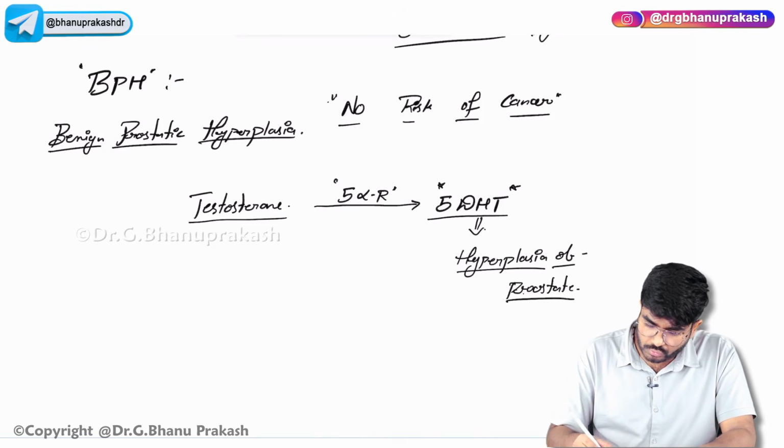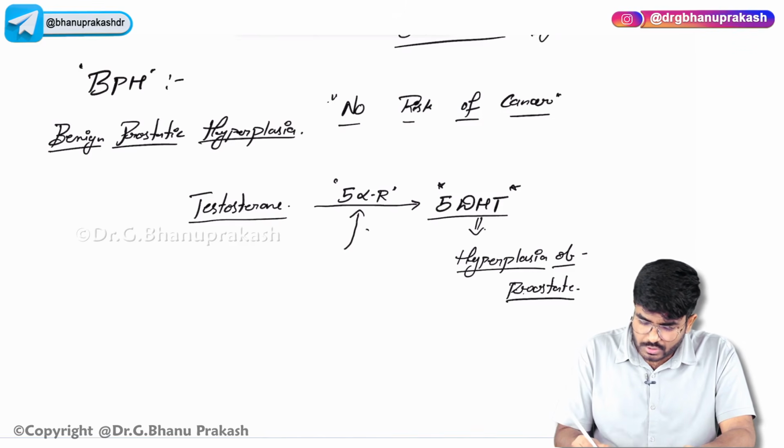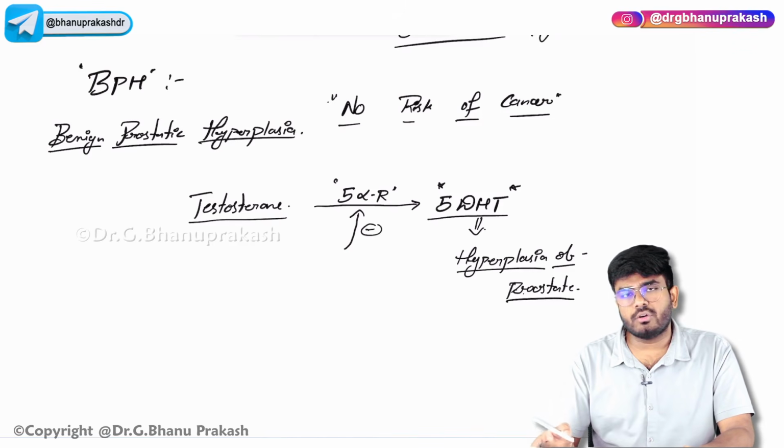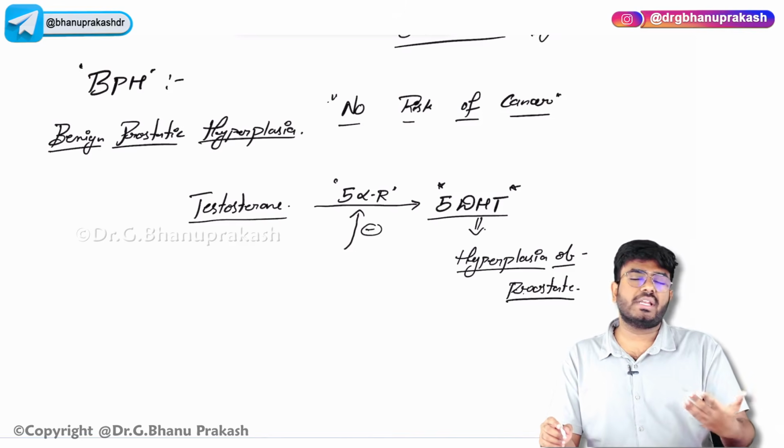Now, what we have to do? We have to inhibit this enzyme, so that the testosterone is not converted into dihydrotestosterone and the prostate is not going to become bigger in size. So, benign prostatic hyperplasia will not occur.